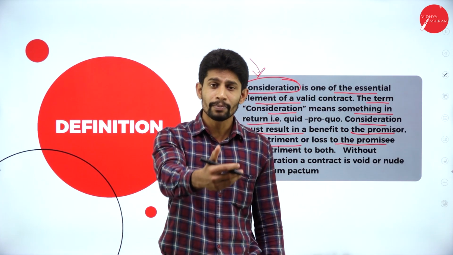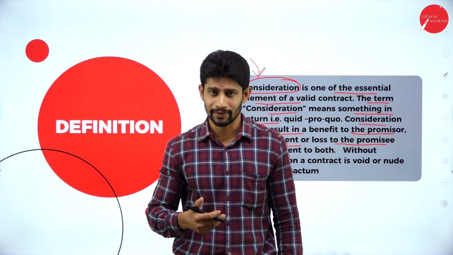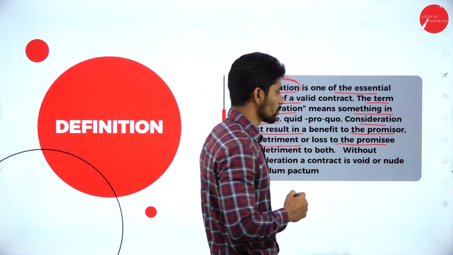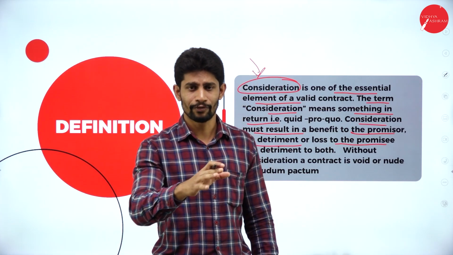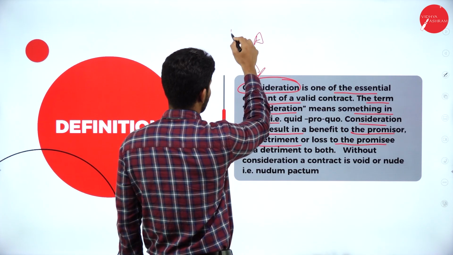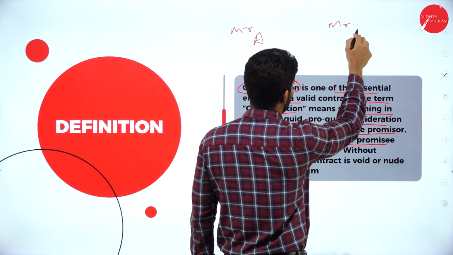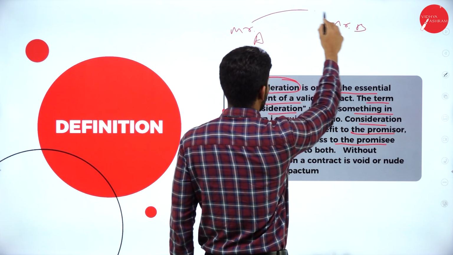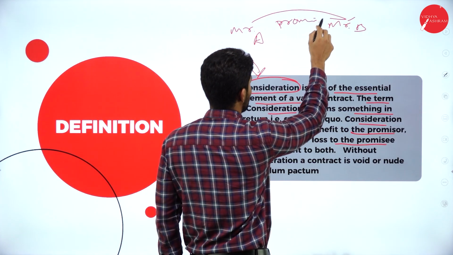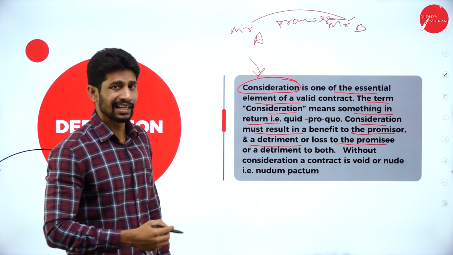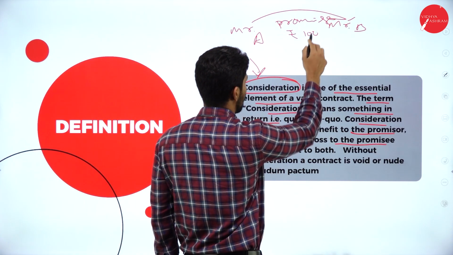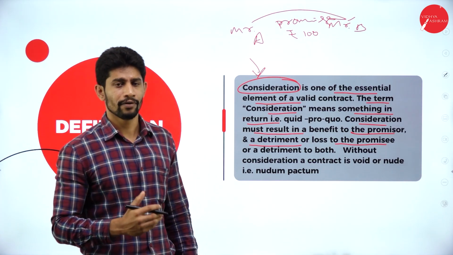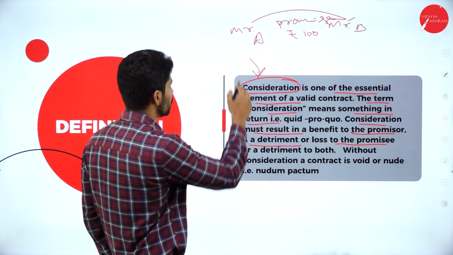Consideration should benefit the promisor, that means the person who is receiving. It should be beneficial for that particular promisor, and it's a loss to the promisee, the person who promises. For example, there are two parties, Mr. A and Mr. B. Mr. A promises Mr. B that he will give 100 rupees to Mr. B.